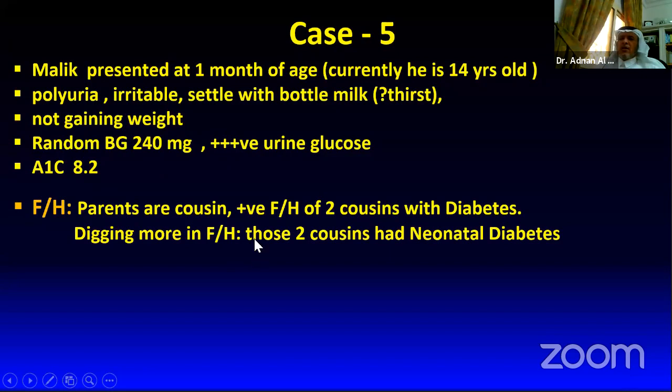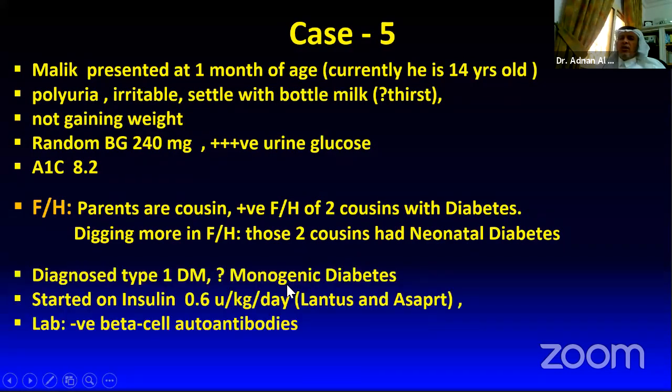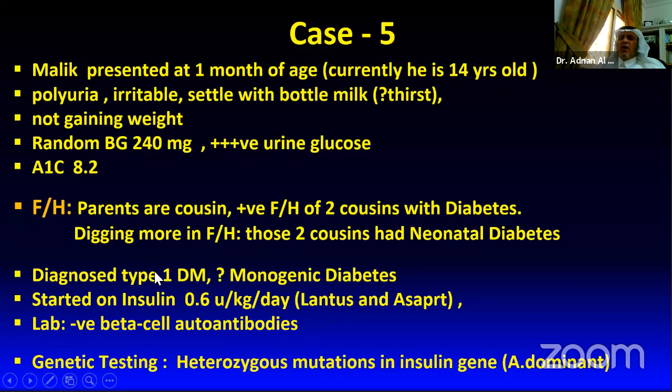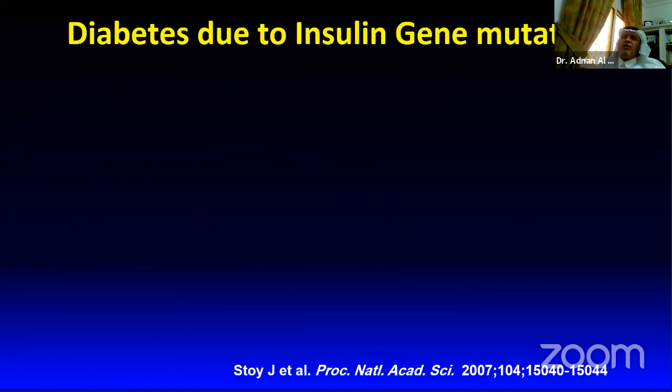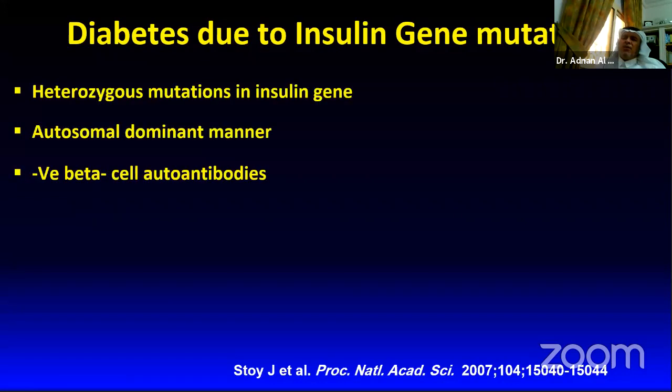A1C was 8. Digging in the history, the parents were cousins, and there is a positive family history of 2 cousins with neonatal diabetes. So we did the autoantibodies, and they were negative. Of course, we started him on insulin, and we did genetic testing, and it confirmed he has a mutation of the insulin gene. So he has an insulin gene mutation causing neonatal diabetes, which they label as MODY 8.